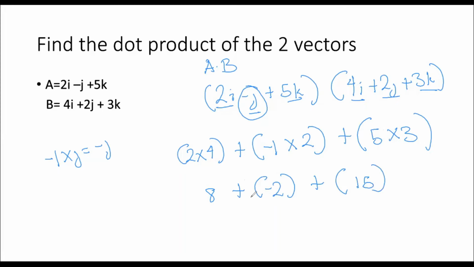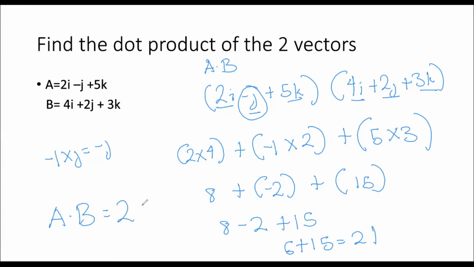Remember, since we're opening this bracket, plus times minus will give us minus. So we have 8 minus 2 plus 15. 8 minus 2 is 6, plus 15. So our answer will be 21. Hence, we can write A dot B is equal to 21. It means the dot product of these two vectors is 21.